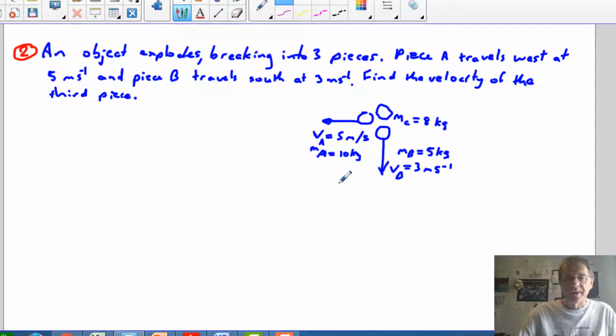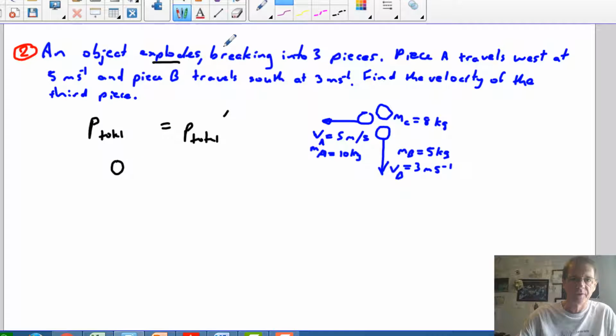This one actually involves numbers, so it's a bit easier for most people to start with. But again, you can do p total before equals p total afterwards. You could normally write this as total momentum beforehand is equal to total momentum afterwards as well. It's a vector. So let's have a look at this question. An object's exploding, breaking into three pieces. If it's exploding, we're going to assume it's got zero momentum, should probably say from rest. And it's going to break into three pieces, identified as mAvA, mBvB, because that's what they're using in the diagram, plus mCvC. And these could all be dashes because it's afterwards.